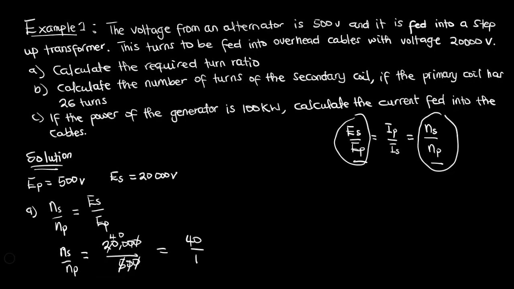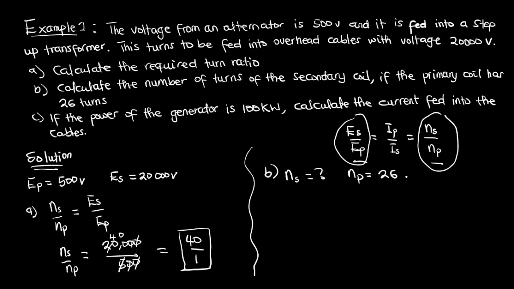We've already said that this is the turn ratio, 40 is to 1. If that is the case, let's look at B. B is saying that we have to calculate the number of turns in the secondary core, which we represent by NS, if the primary turns is 26 turns. This is what we have over here.